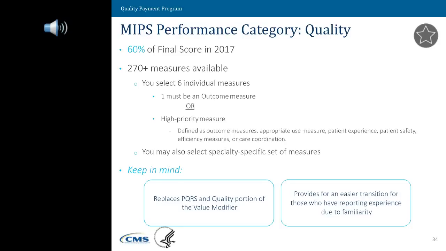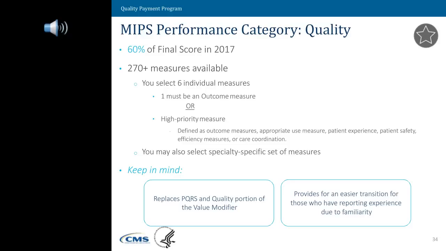Quality counts for 60% of your final score. Your final score will be a number that ranges from 0 to 100, and you want to ensure that your final score is above the number 3. If your final score is above the number 3, that means that you will not be getting a penalty and that you would be getting a slight or potentially higher bonus, depending upon where you rank between that 3 to 100 scale. So what makes up your final score?